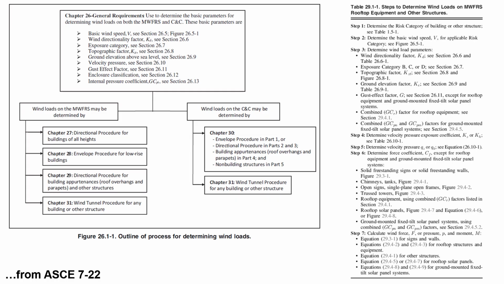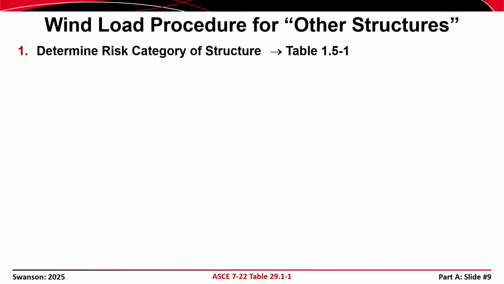One of the first things that you would find in Chapter 29 is Table 29.1-1, which is a step-by-step list of instructions for determining the wind loads on the main wind force resisting system for other structures. Those steps are not very easy to read here, so I have enlarged them on the next 2 slides. The first step of that procedure is to determine the risk category for the structure. We'll refer to Chapter 1 of ASCE 7 for guidance on assigning a risk category.